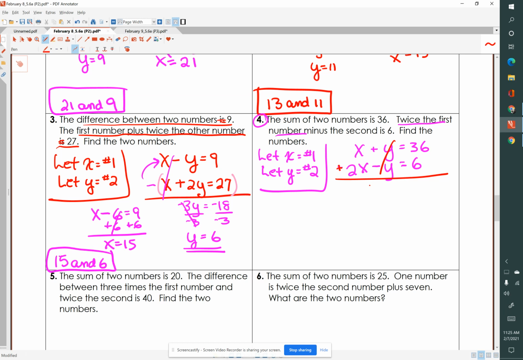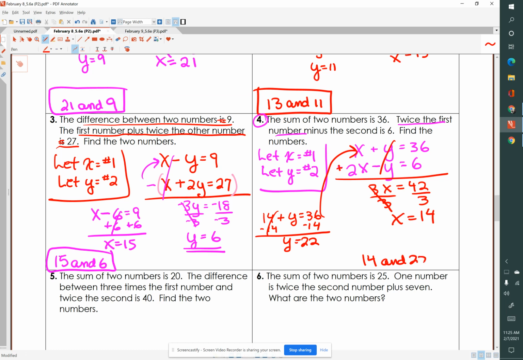So x plus 2x is 3x. 36 plus 6 is 42. Divide both sides by 3, and x equals 14. Now I'm going to use this first equation just because it's simpler. So x is 14, so I've got 14 plus y equals 36. When I subtract 14 from both sides of the equation, y equals 22. So my two numbers are 14 and 22.